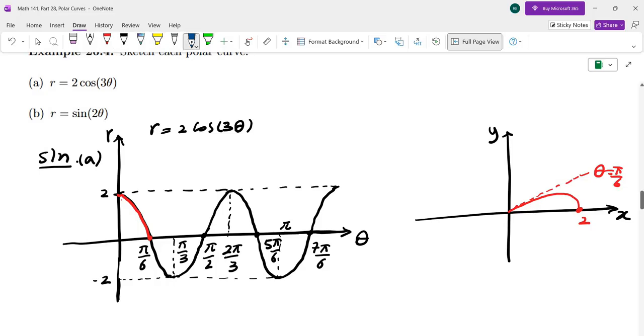The next piece, which I'm going to mark by blue, is going to be from pi over 6 to pi over 3. So it's here. But in this case, r is negative. If r were positive, then it would start from the origin and it would go all the way to r equals -2. So it would have been something like this if r were to be positive.